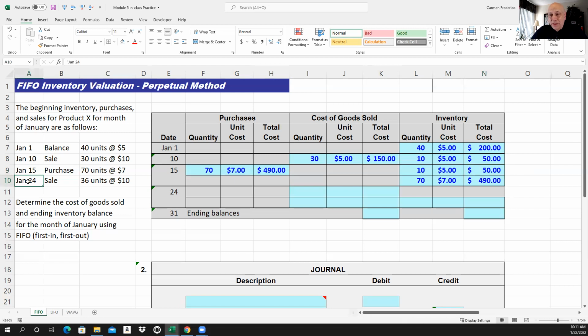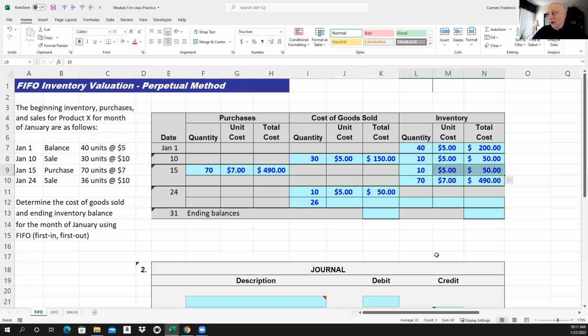So when it comes time to look at this next sale, we sold 36 more units at $10 a piece. FIFO says the first ones in are the first ones out. So if we look under here, we have to look at our 2 layers. We said which ones are the first ones in, right here, these 10 units. So these 10 units are the first ones out as cost of goods sold. Okay, so that's out the door. And then what do we have left? We sold how many units? 36. So we have 26 more units to go.